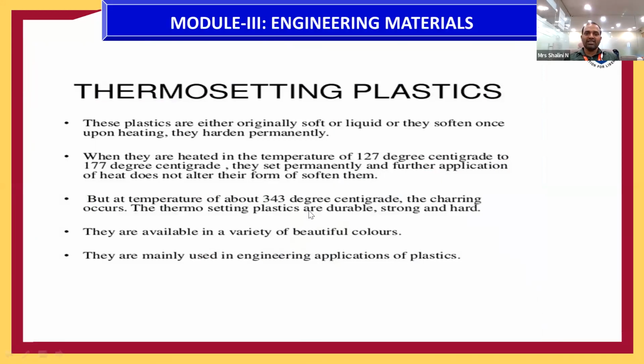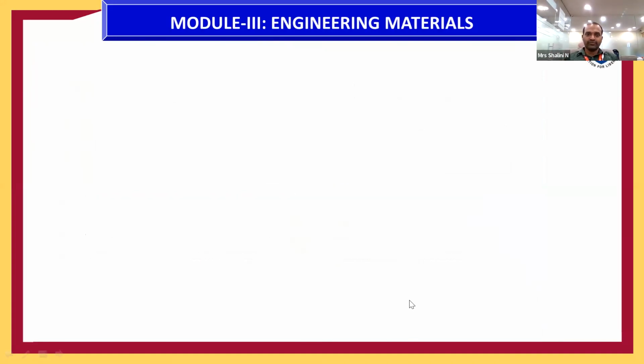Thermosetting plastics. These plastics are either originally soft or liquid, or they soften once upon heating, and then they harden permanently. They can't be softened again. They are available in a variety of beautiful colors, and they are mainly used for engineering applications of plastics, such as pressure cooker handles, switches, or ball bearings, etc.